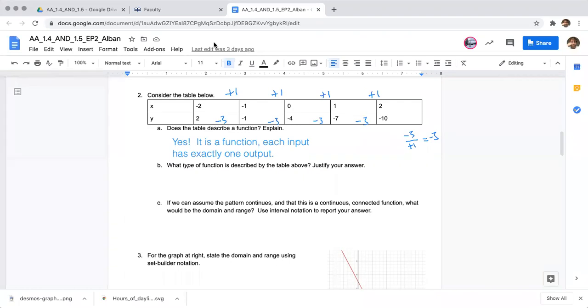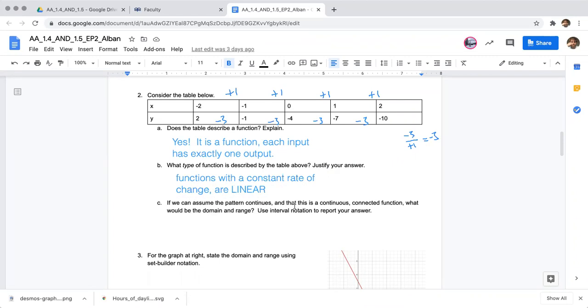And we know that functions with a constant rate of change are linear. So this is a linear function. If we can assume the pattern continues, so let's just assume that it keeps going and that this is a continuous connected function. So all the points in between, like 1.5 and pi and 2.33 and all those are part of the function. What would be the domain and range?